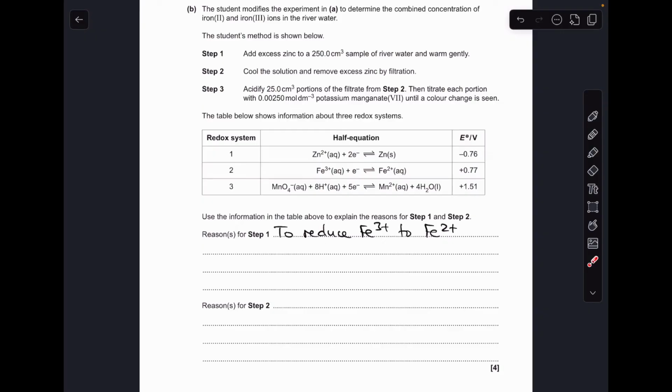Moving on to the reason for step 2. So in step 2, they've cooled the solution, removed the excess zinc by filtration. So why have they done that? Well, if any zinc was left in the reaction mixture, the acidified potassium manganate(VII) would oxidise it up to zinc 2+. So moving on to the explanations now.